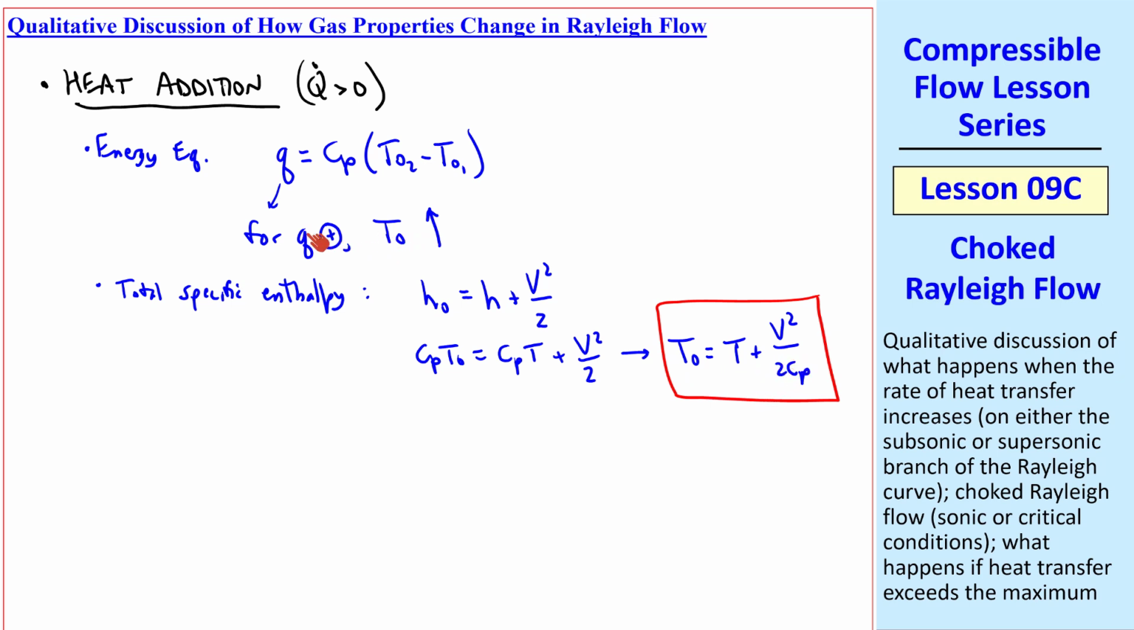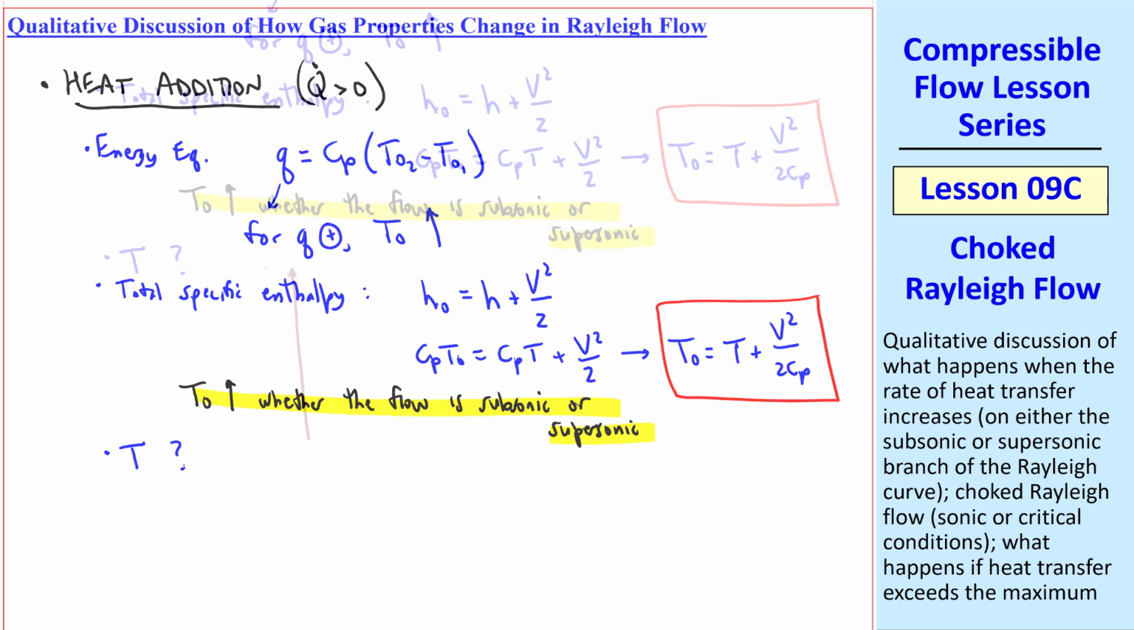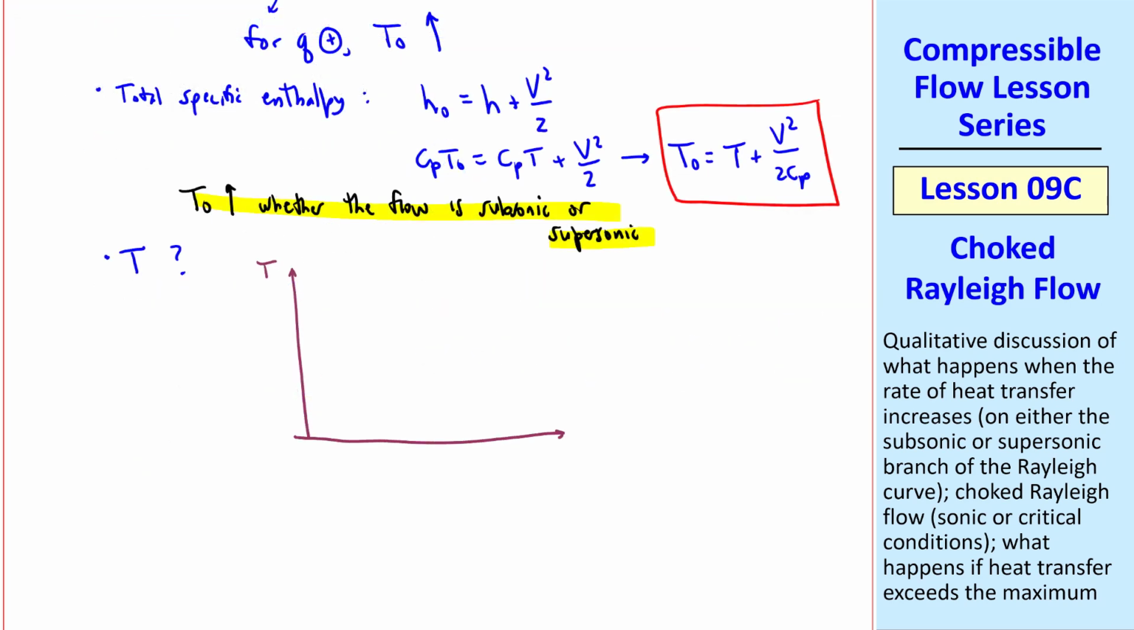T naught goes up when Q is positive, and from here we see that T naught must go up since T is just a constant at T1 and V is always a positive number. So that's another way of showing that T naught must go up. And that's true whether the flow is subsonic or supersonic. What about the temperature itself? Well, again, sketching the Rayleigh curve.